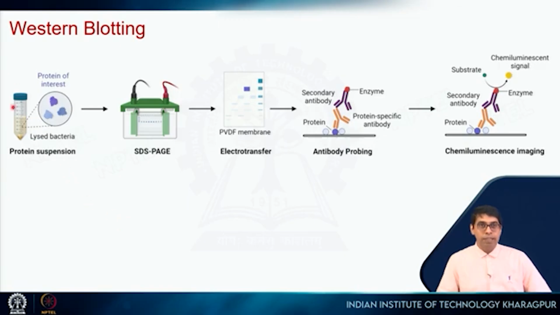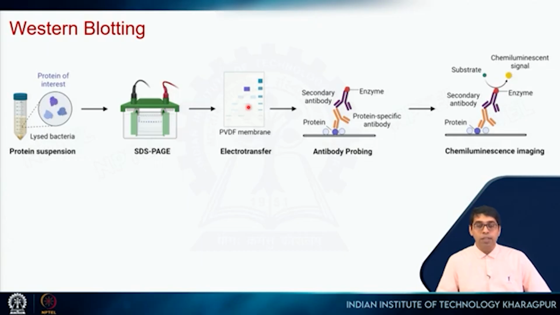So you have a cell lysate. It can be from bacteria, it can be from mammalian cells, right? And then we run an SDS-PAGE gel electrophoresis. So you have these separated proteins. Now these proteins will be transferred onto a membrane. Typically a PVDF membrane is used, right? For that we will use again electrotransfer. So we will use an electric field and we will transfer it.